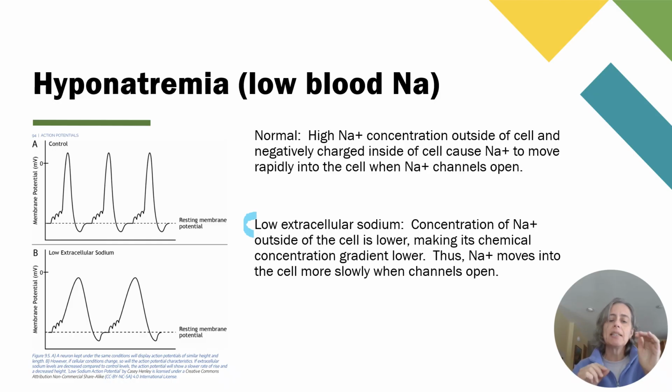So what that means is instead of sodium rushing in, it's going to be like, yeah, I'll go in, right? So it's going to slow down the speed at which the sodium moves in. So here we have a bunch of EPSPs that are summating temporally, and then we reach threshold, and then it takes a little while for the sodium to all rush in because it's not rushing quite as much. Whereas when you have normal blood sodium levels, it's really, really fast because the concentration gradient is so high.